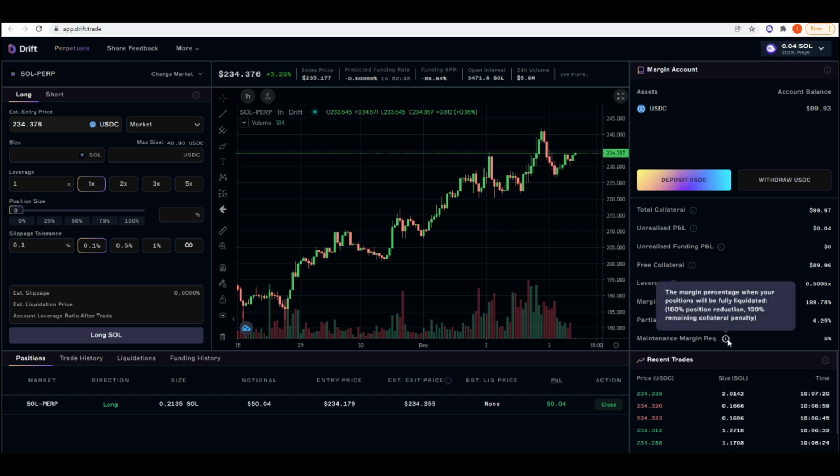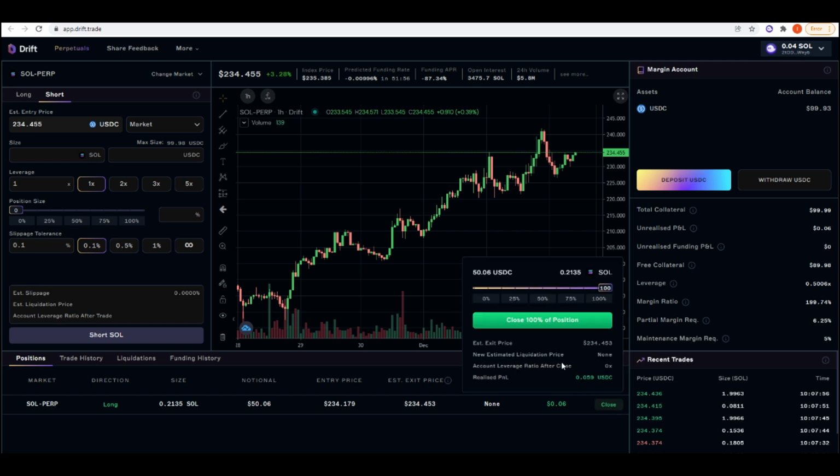So, the margin percentage is when your positions will be fully liquidated. Let's just say I wanted to close this position because I'm up 5 cents. So I just press close. I mean, I could theoretically come over here and then press short, but the fact that there are no limit orders or anything like that, I might as well just come over here and press market close.